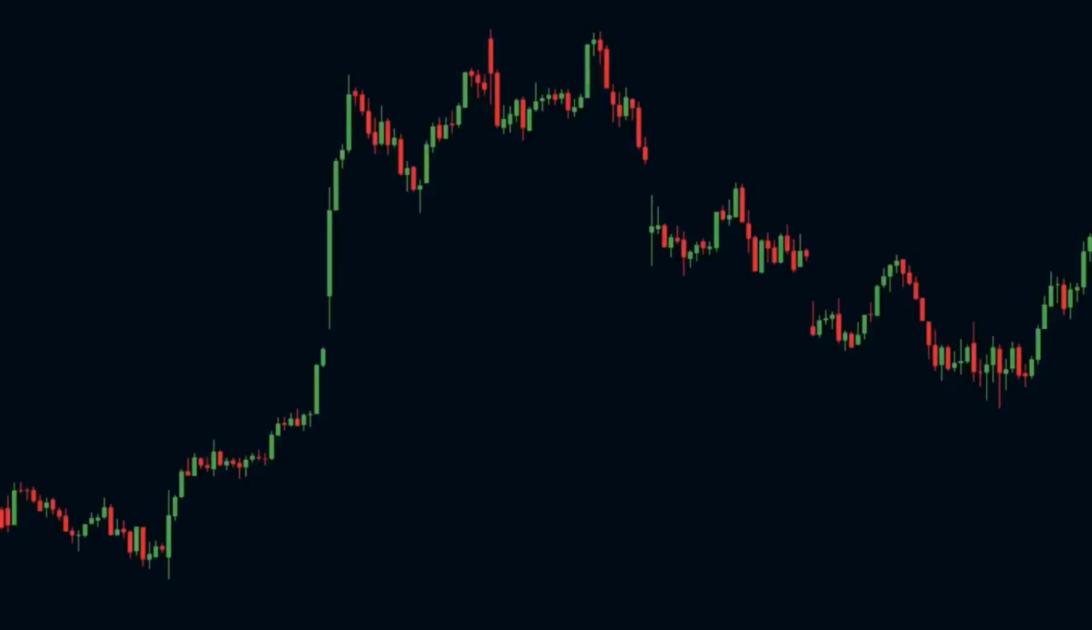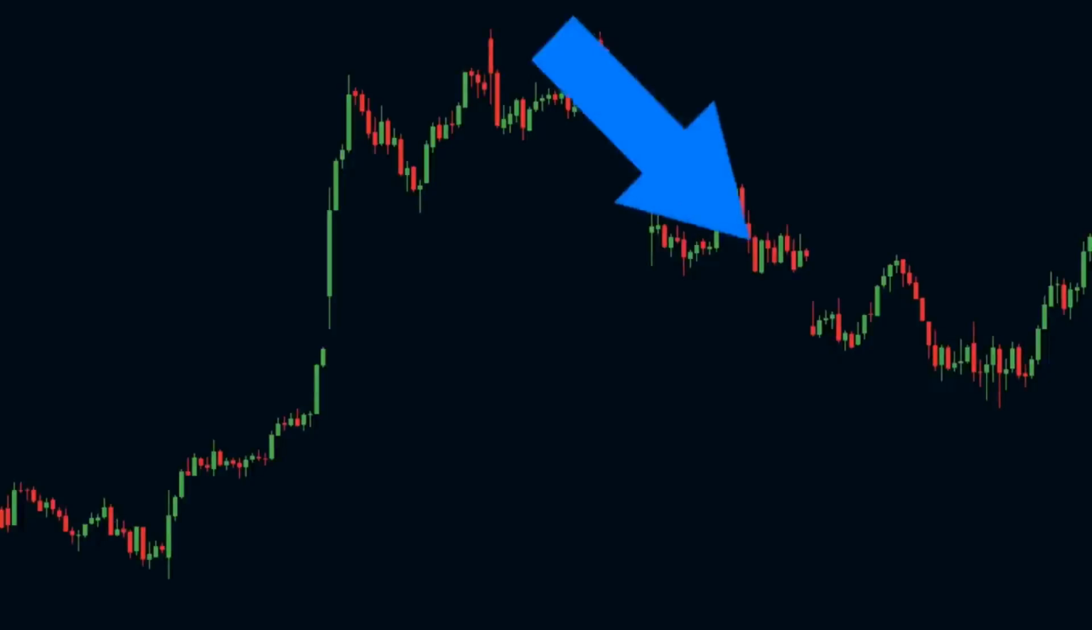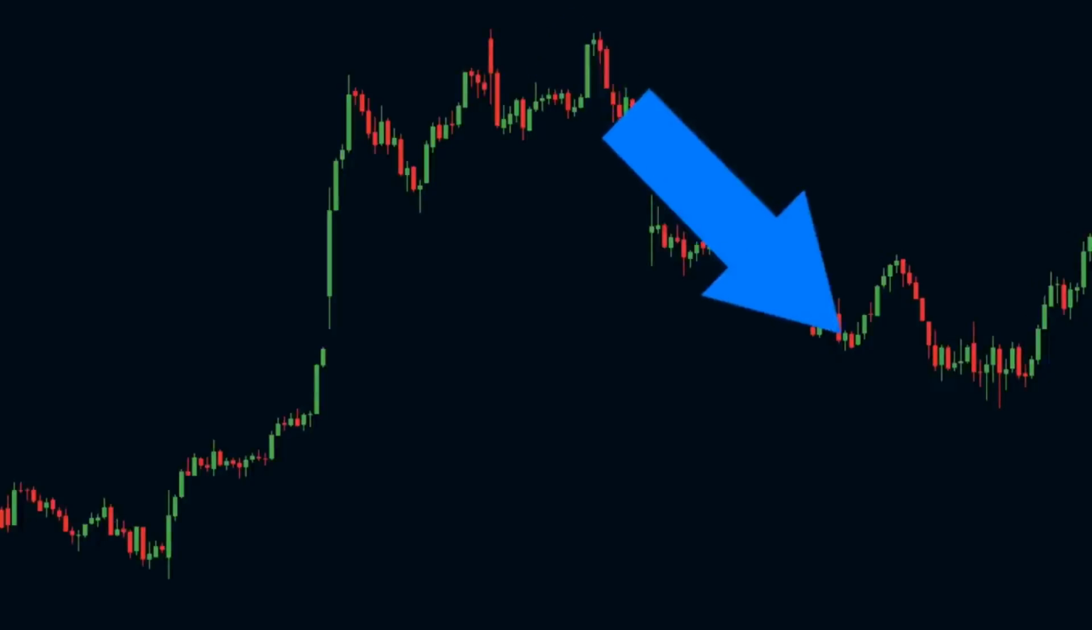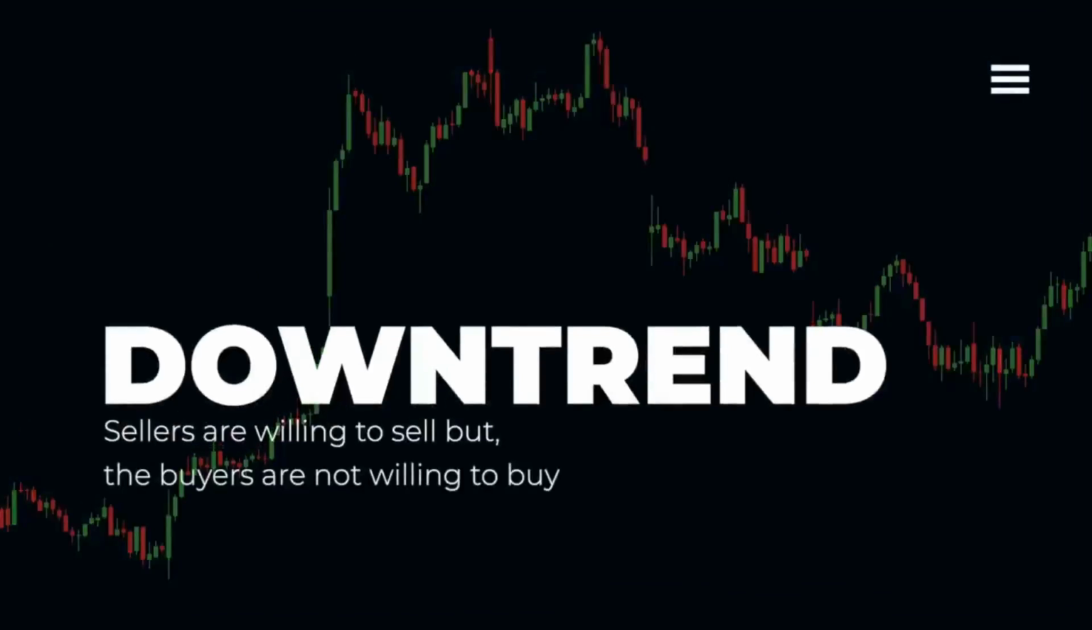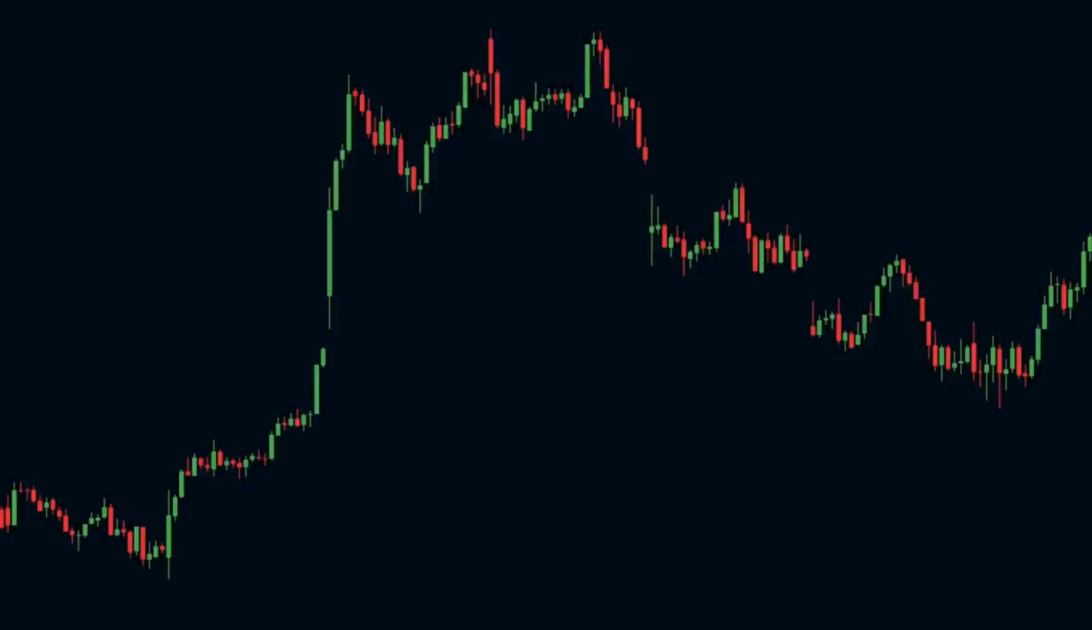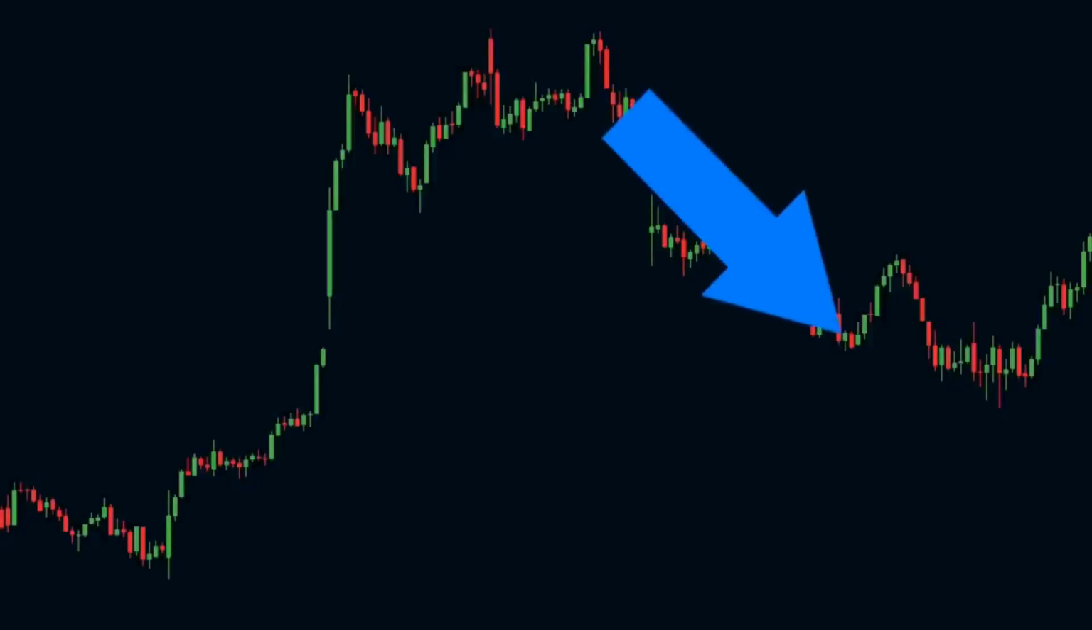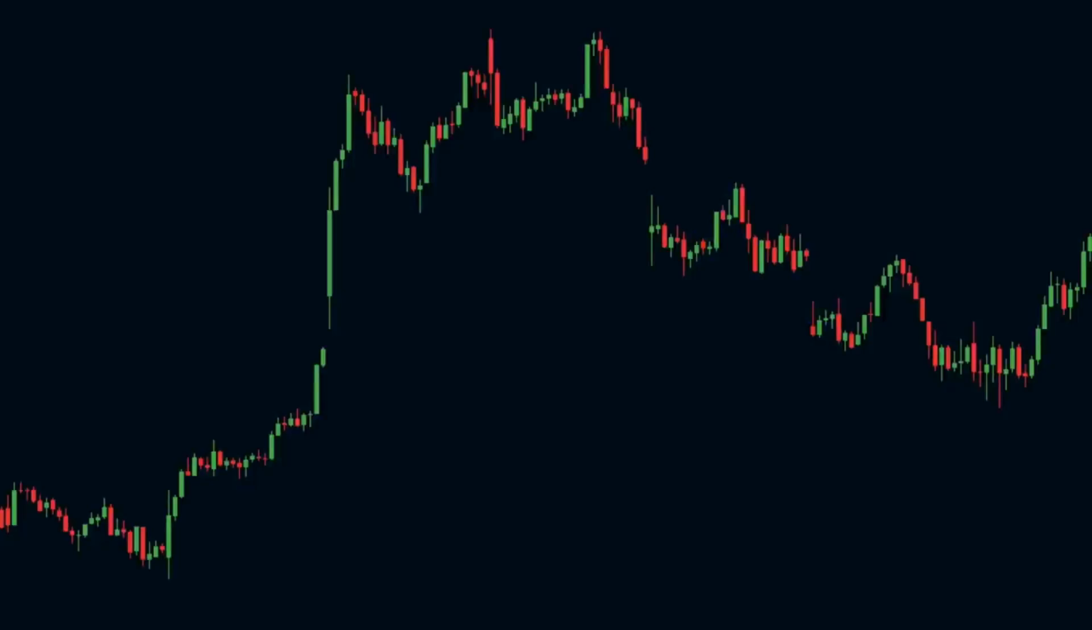Soon enough we'll see that after a certain point the buyers no longer see the current price as fair value, therefore they do not buy. The price reaches the lower boundary. As a result, the sellers push the price downwards to attract new buyers. Remember, in a downtrend, the sellers are willing to sell, but the buyers are not willing to buy. Therefore, the prices go down. Now that we have understood the price action, let's bring our focus to the concept of the value zone.